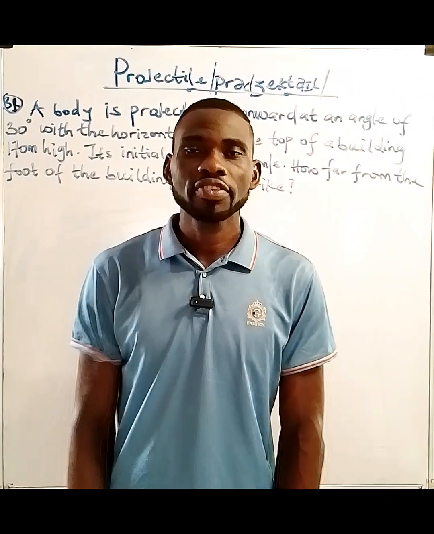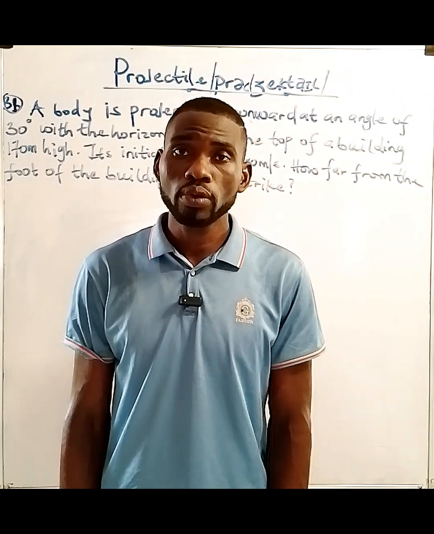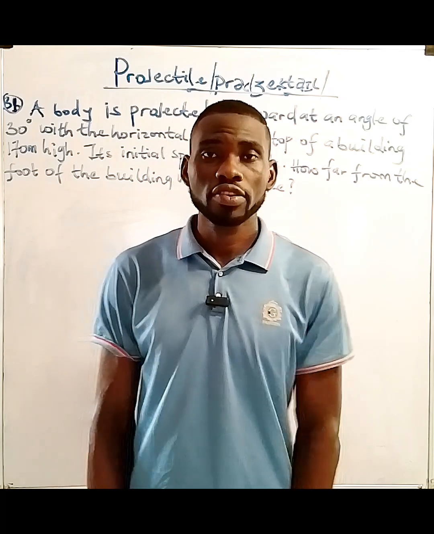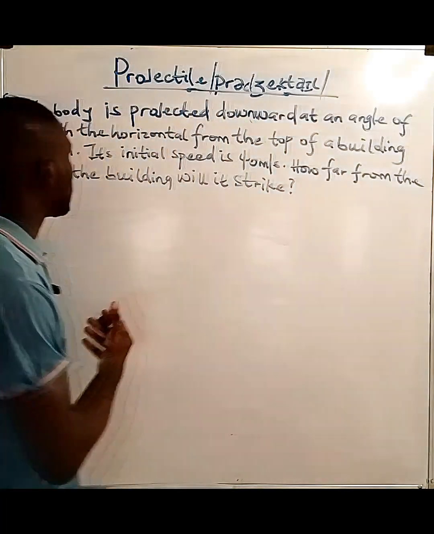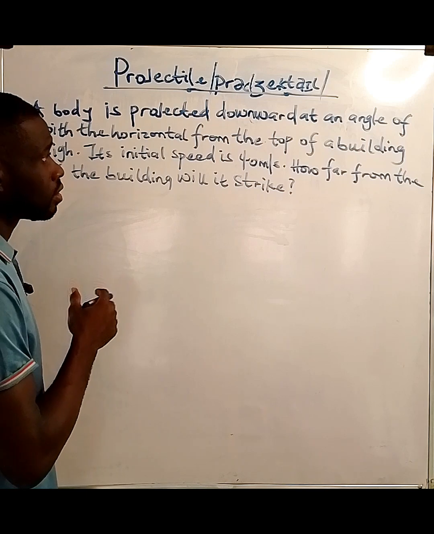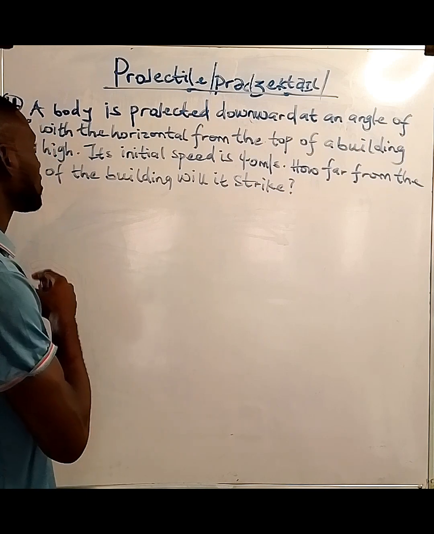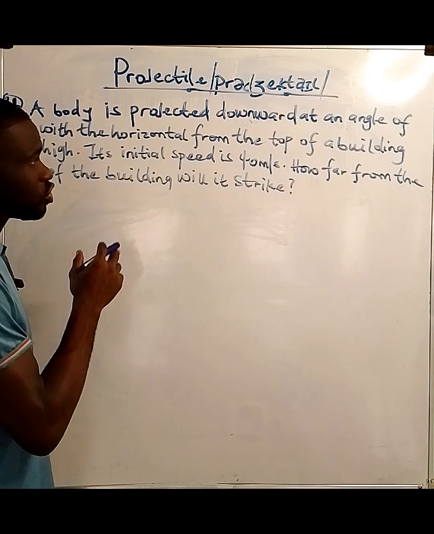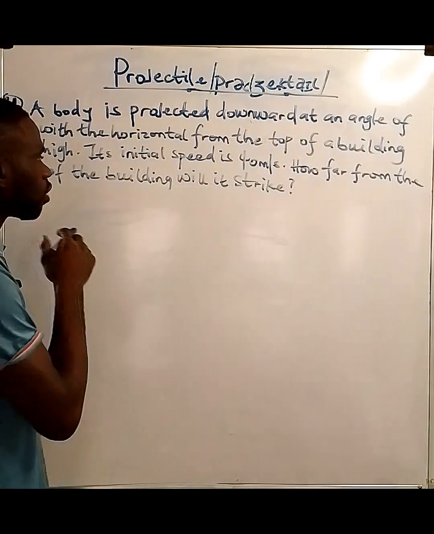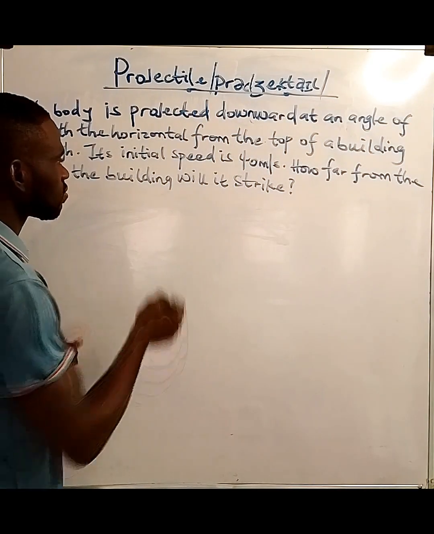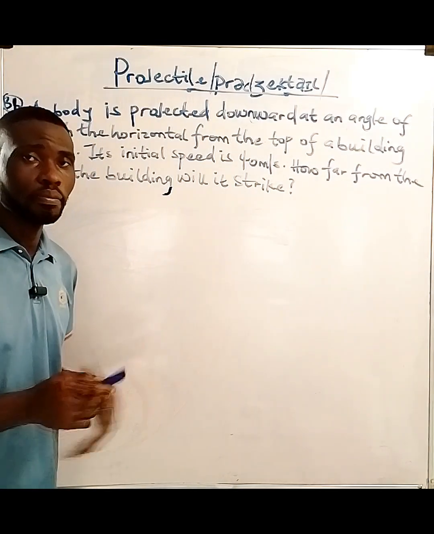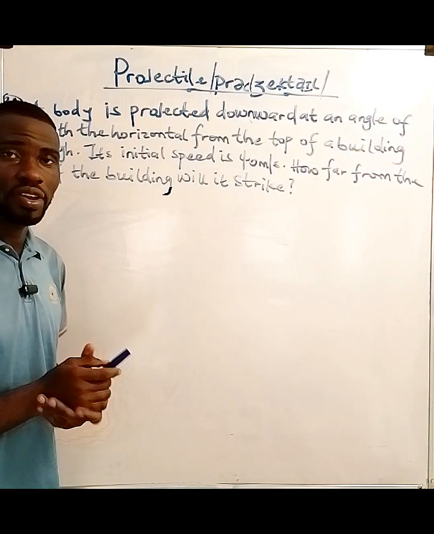Hi guys, today we're going to be looking at the second example under the third series of examples on projectile. So look at what we have here. A body is projected downward at an angle of 30 degrees with the horizontal from the top of a building 170 meters high. Its initial speed is 40 meters per second. How far from the foot of the building will it strike? That's the question we have right here on the board, the second example under the third series of examples.